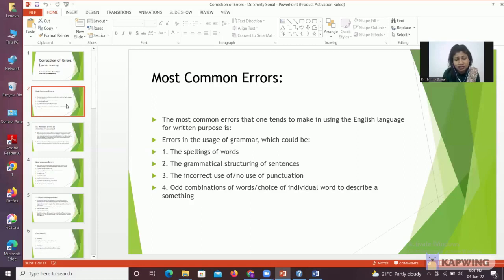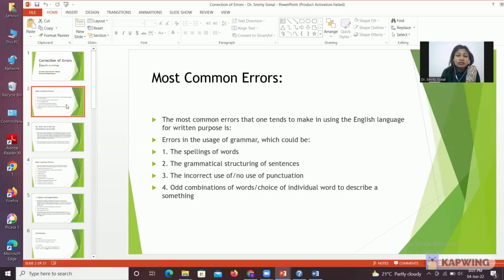Now, the fourth one is the odd combination of words or the choice of individual words to describe something. Sometimes we use certain words that are not relevant to describe some situation or scenario, and there are other better words that can be used to describe that same scenario. But since we have chosen a wrong word, or a kind of word that lacks full description for that situation, there we lack, and these are the errors that can lead to miscommunication.